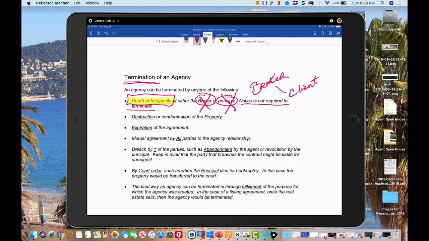Destruction or condemnation of the property. In other words, if the state takes the property, that would terminate an agency. Again, we're looking at how you terminate an agency: condemnation, where the state takes it, or destruction.